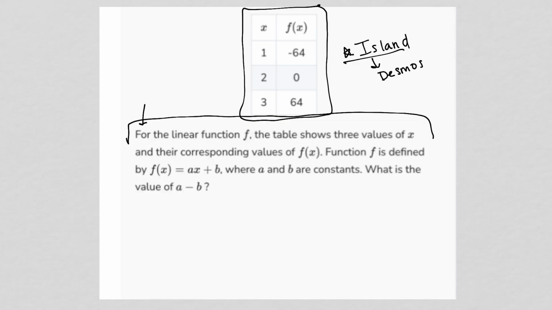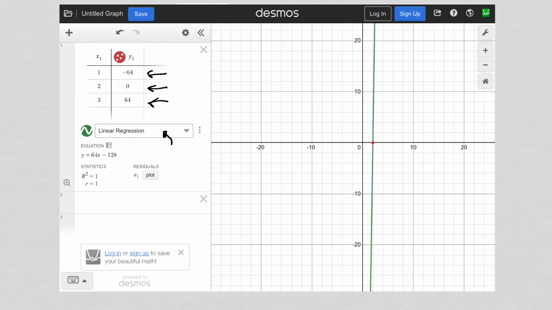It goes on to say the table shows 3 values of x and their corresponding values of f of x. Function f is defined by f of x equals ax plus b, so that's important, where a and b are constants, what is the value of a minus b? So whenever you put the table information in and set the proper type of regression, Desmos will create the equation for you. So that's our equation.